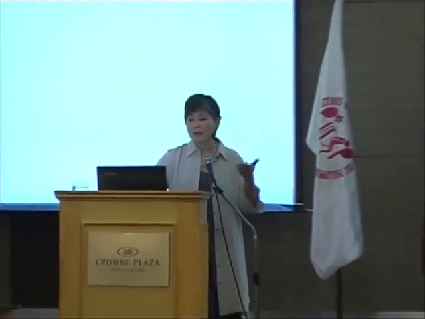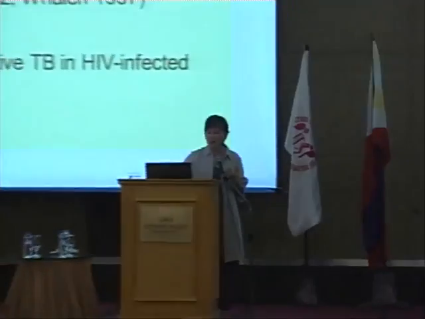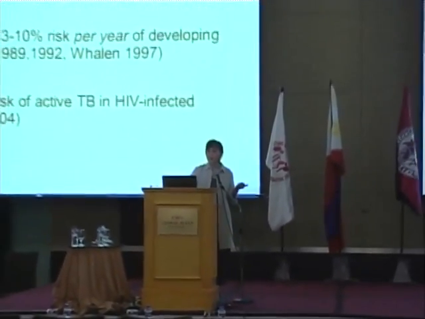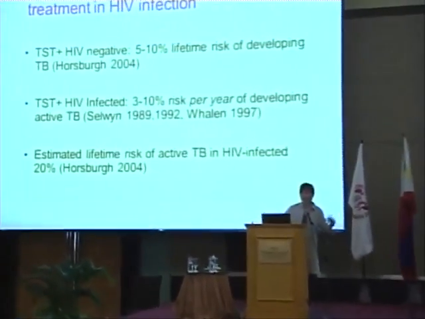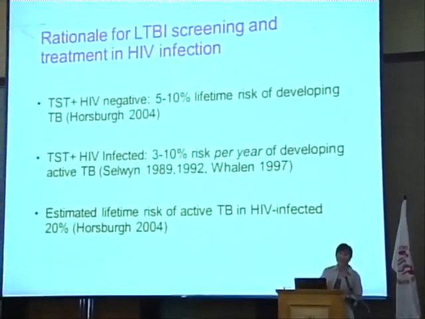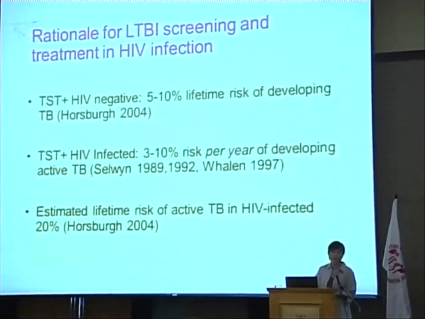Okay, so what's the rationale for LTBI screening and the treatment? Okay, so I told you that lifetime risk, okay, we already went through this. The lifetime risk for a person who is not HIV positive is 5 to 10%. That's a lifetime. But for the HIV patients, it's anywhere between 5 and 10%. Here, if you're using different data, it's 3 to 10% per year, which is very high. And so the estimated lifetime risk for active TB in the US by a very famous researcher, Bob Horsburgh, is about 20%. And I would guess in the Philippines it would be much higher.